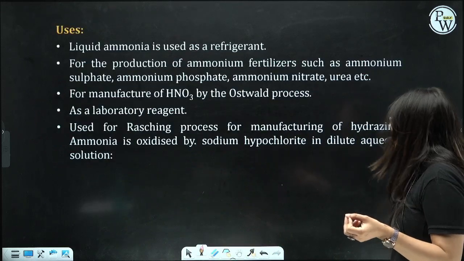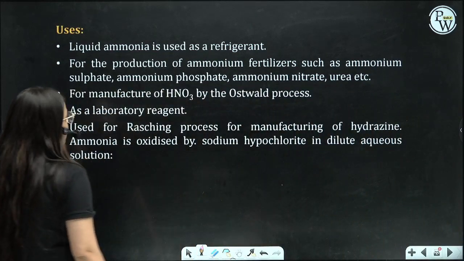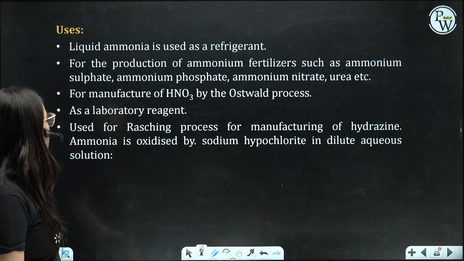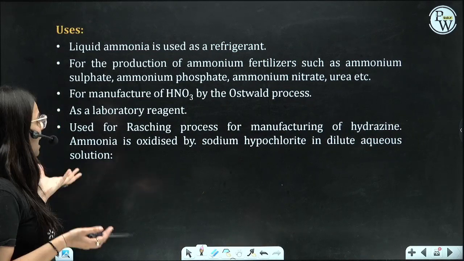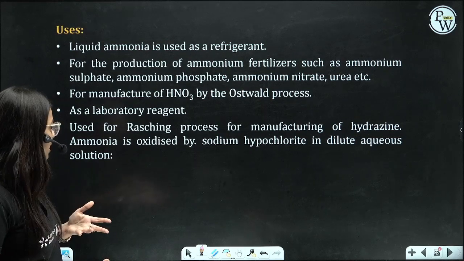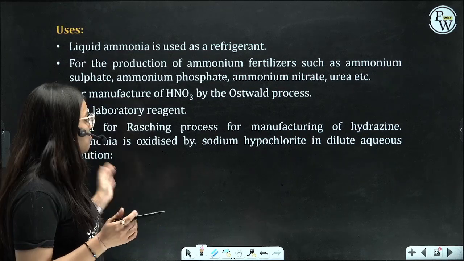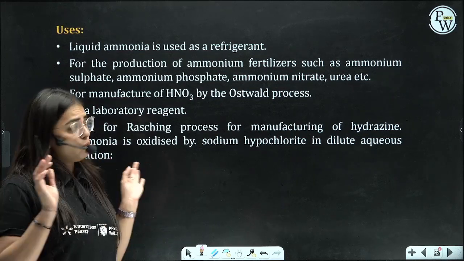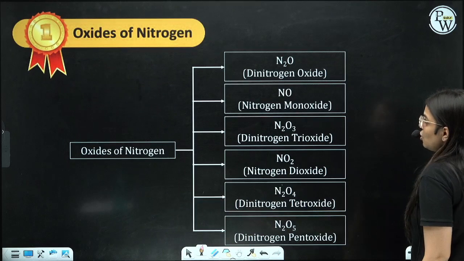Now comes the uses part. Liquid ammonia is used as a refrigerant, for the production of fertilizers such as ammonium sulfate, ammonium phosphate, ammonium nitrate, urea, etc., and for the manufacture of HNO3 by the Ostwald process. It is also used as a laboratory reagent, and in the Raschig process for the manufacturing of hydrazine, where ammonia is oxidized by sodium hypochlorite in dilute aqueous solution. So these are basically your uses.